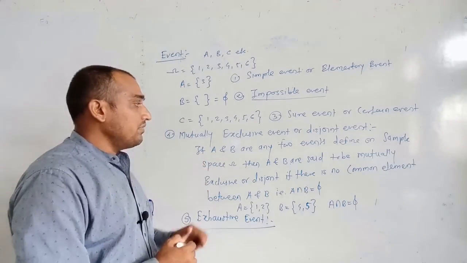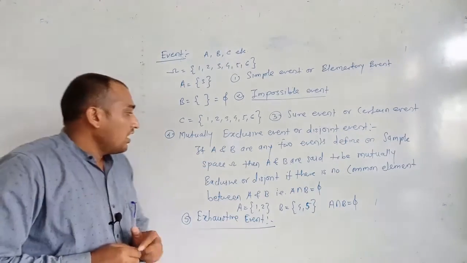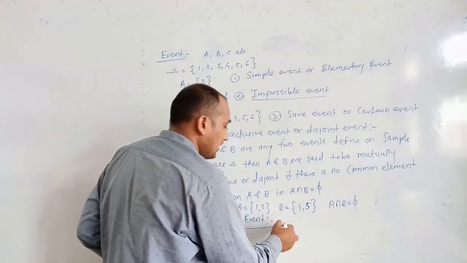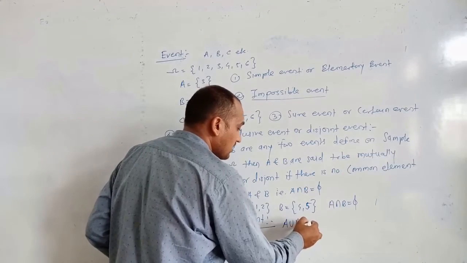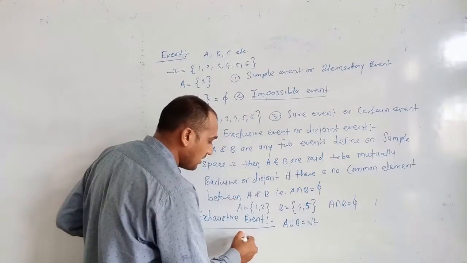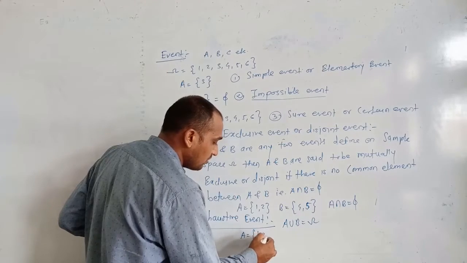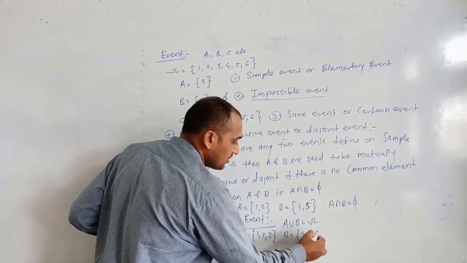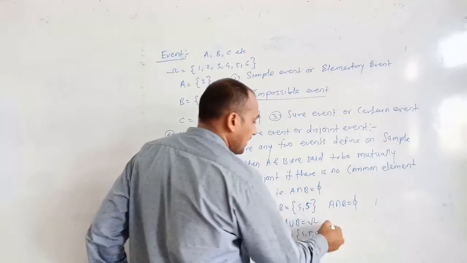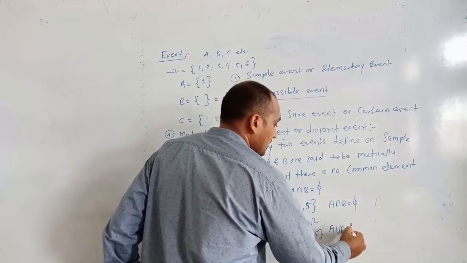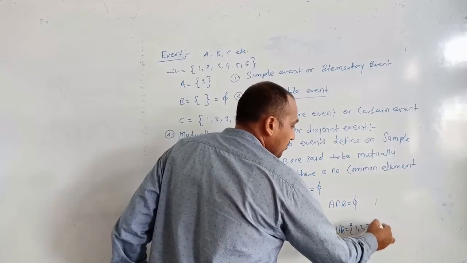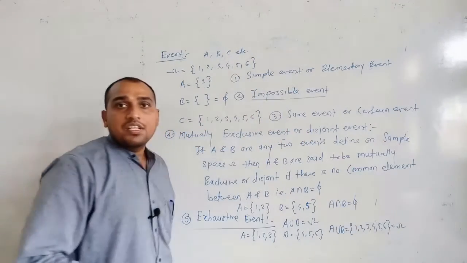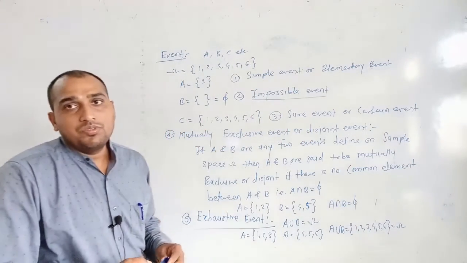Events A and B defined on sample space omega are said to be exhaustive if I take a union of these two, I must get the sample space. For example, if my A is {1, 2, 3} and my B is {4, 5, 6}, if I take a union of A and B, I will get {1, 2, 3, 4, 5, 6}, which is omega. Therefore, A and B are exhaustive events.